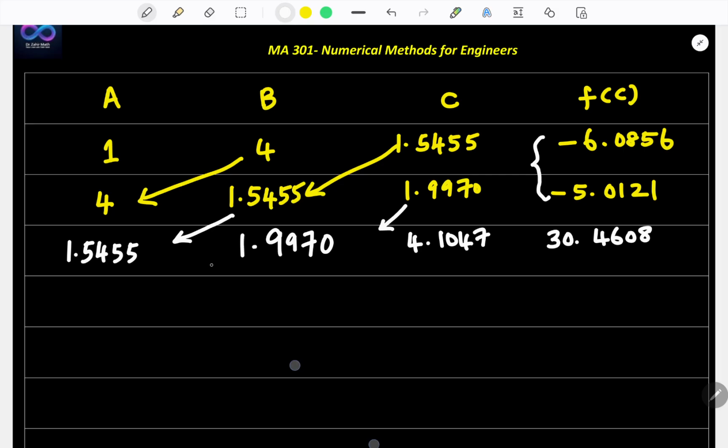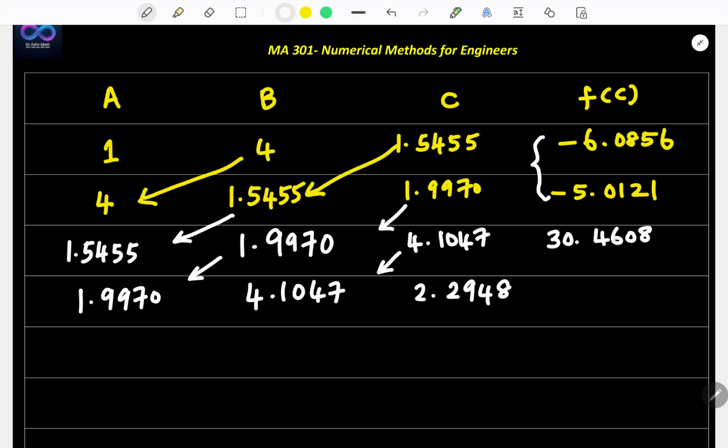Okay, right. Now I have to take this value 1.9970 and this value 4.1047. If I take these values, I get 2.2948, again press equal, minus 3.4476. Irrespective of plus or minus.